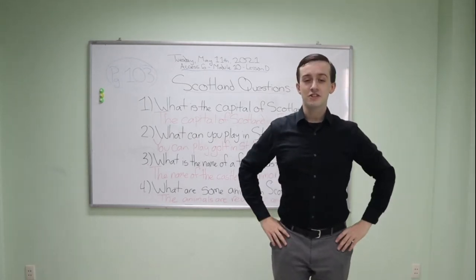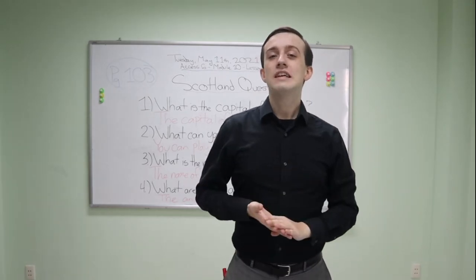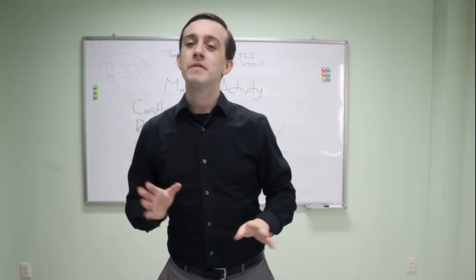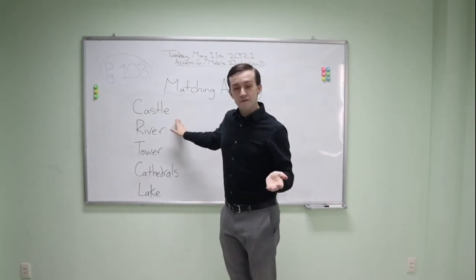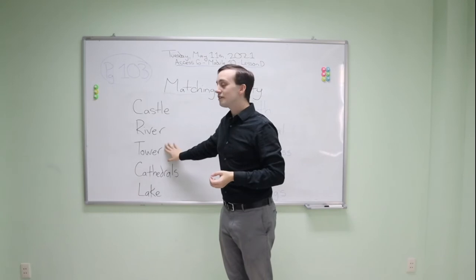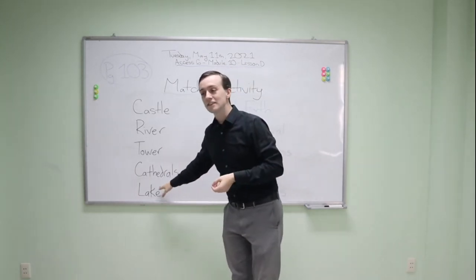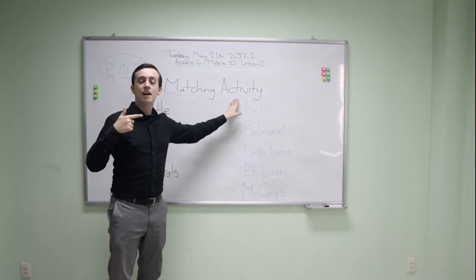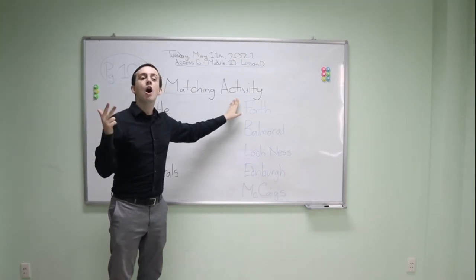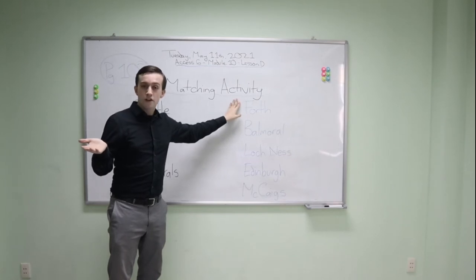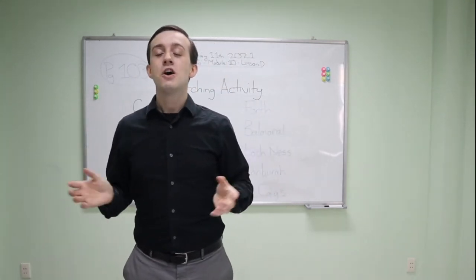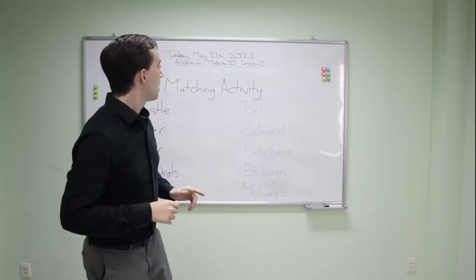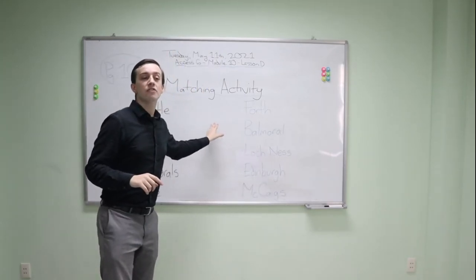All right, now we've finished the questions. Now we're going to do a little activity. Here are the geography words: castle, river, tower, cathedrals, and lake. Now, here are the names of cities and towns and places in Scotland. So, I want you to read the student book and watch the video, then match the places and the words.